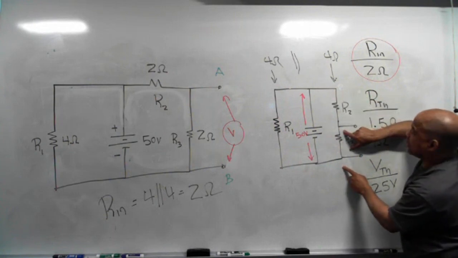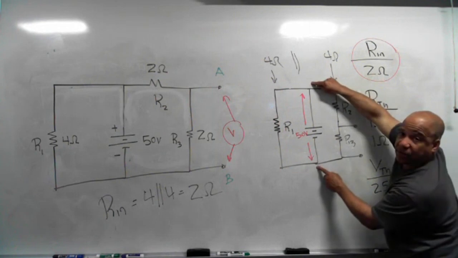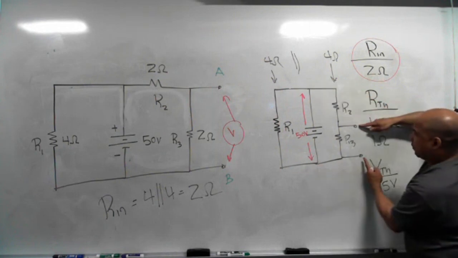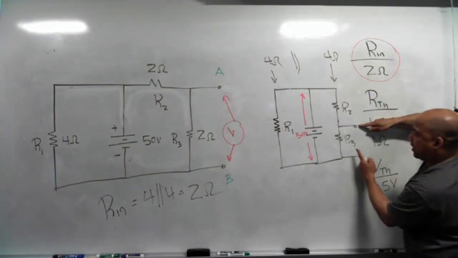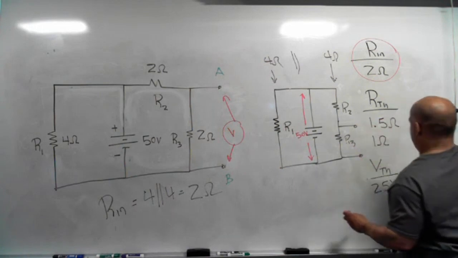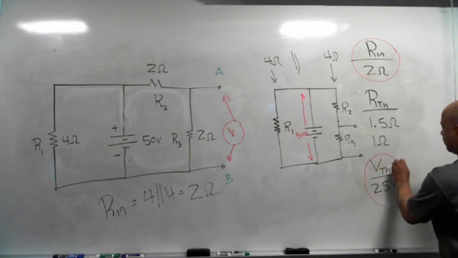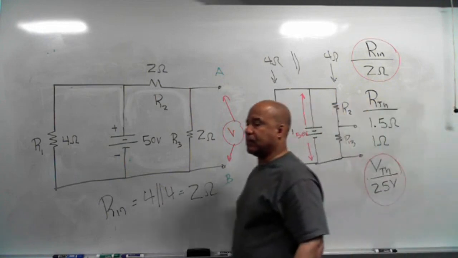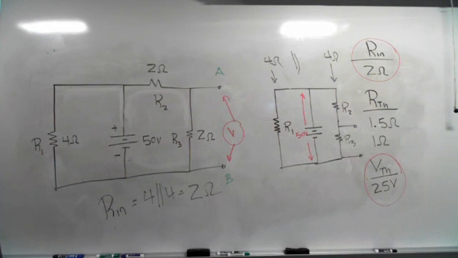Kirchhoff's voltage law teaches us that this plus this has got to add up to the 50. So if I connect between these two terminals, I'm connected across R3. R3 is dropping 25 volts. Therefore, VTH is 25 volts. Anybody have any questions over VTH?